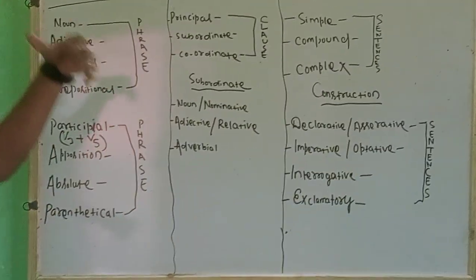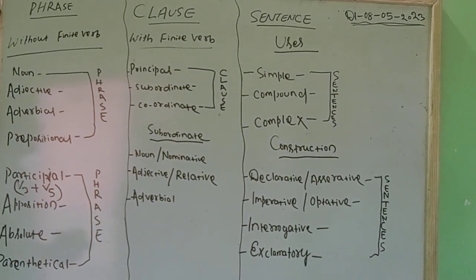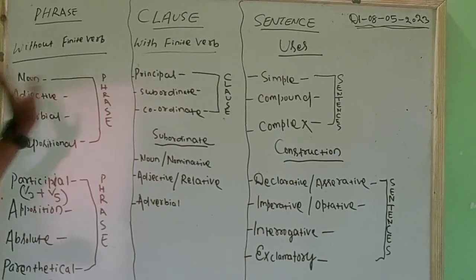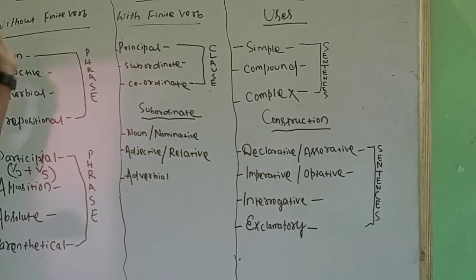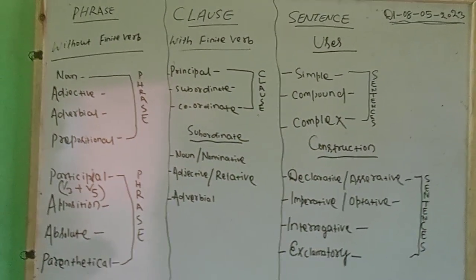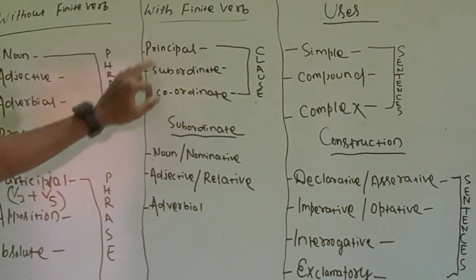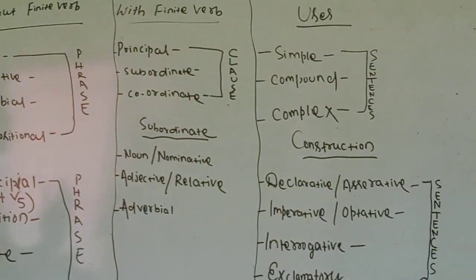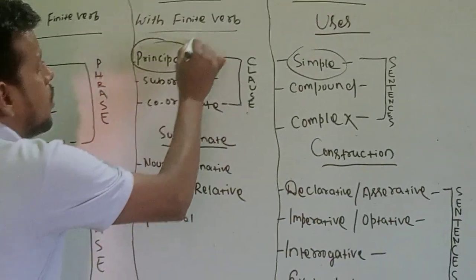In the clause sector, we find a group of words definitely arranged, but one thing is different: a clause has a finite verb. A phrase does not become a sentence, but all clauses become sentences. Clauses have their significance: the principal clause, subordinate clause and coordinate clause. Only the principal clause we find in the simple sentence, just like in the uses of the sentence I have written there. So here we find the simple one means only one.